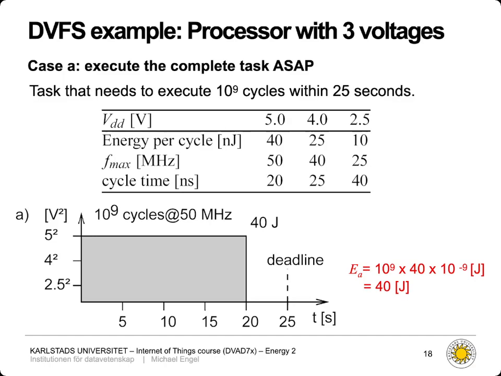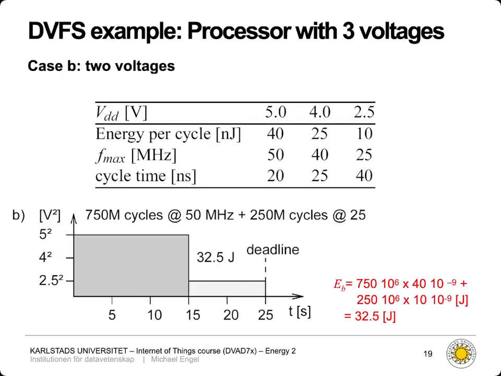This would mean in a real-time system, for example, if we had a deadline at 25 seconds, we only need 20 seconds for the whole calculation. So then we have 5 seconds left over, which could be used to save energy by turning the processor off. But the question is, does this make sense?